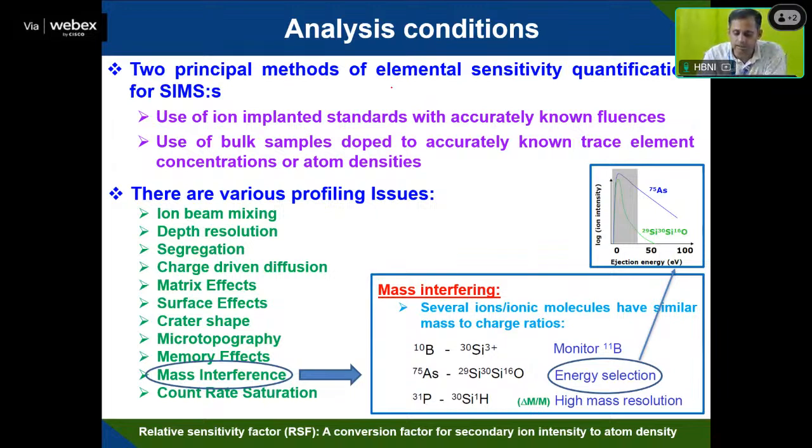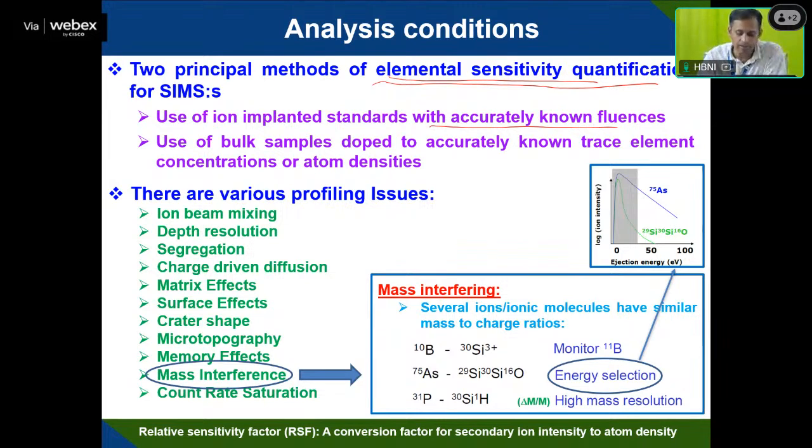So two principal methods for elemental sensitivity in quantification studies: the use of an ion-implanted standard with accurately known fluence. You have to choose a particular fluence and ion primary beam energy for elemental sensitivity, especially for quantification. And the use of a bulk sample to compare accurately with known trace element concentration or atom density. That can be possible if you have a known standard, which is very good.